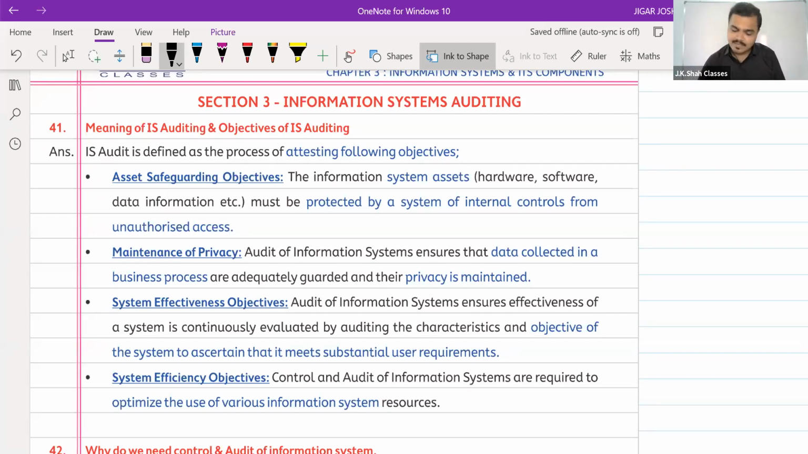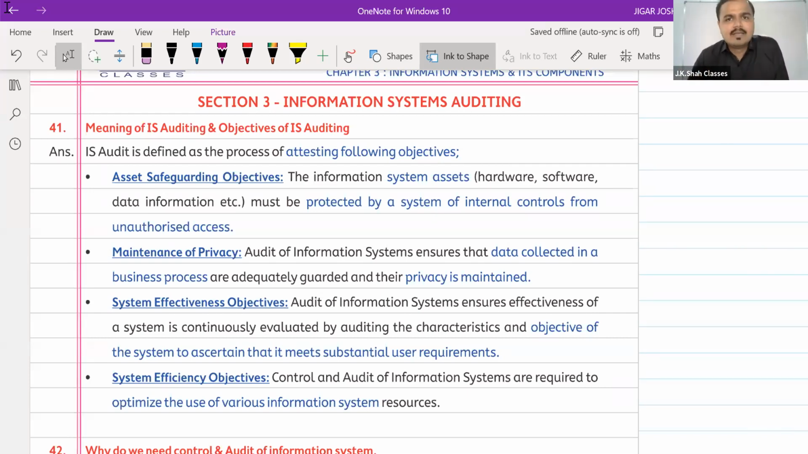Yes, no, chartered? Yes, sir. And the third one, my dear chartered, the most important benefit which I'm going to receive, what is it? Sir, your data and information, that is the most important asset of your organization, could be protected. So that is the first benefit which I'm going to receive. What is it? Sir, asset safeguarding objective.